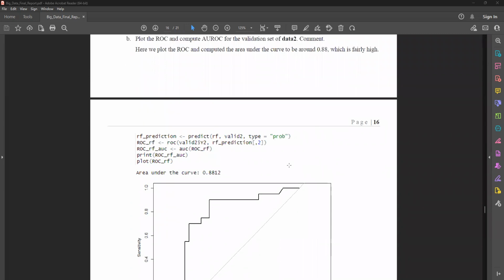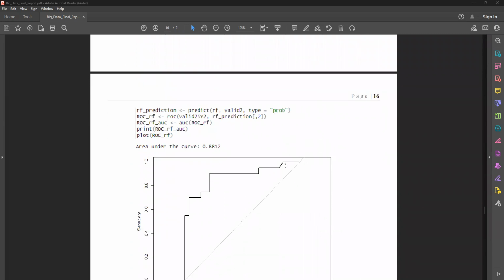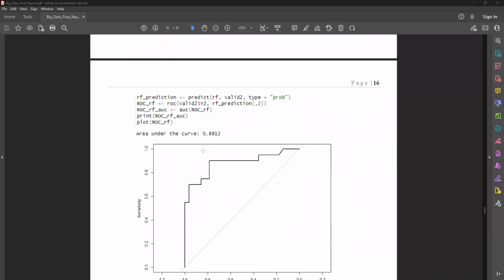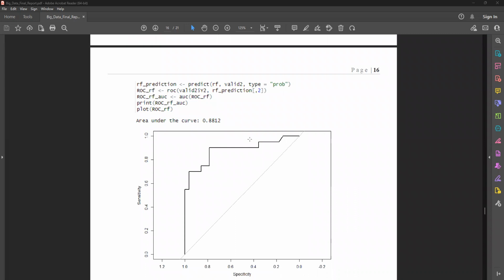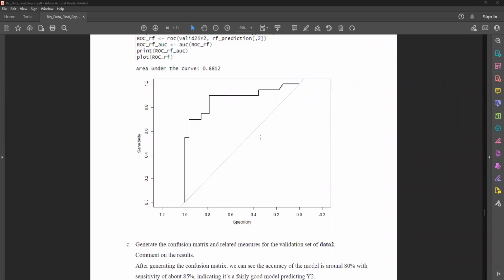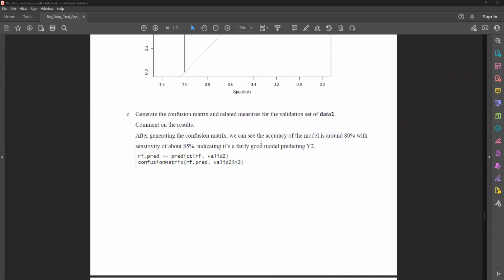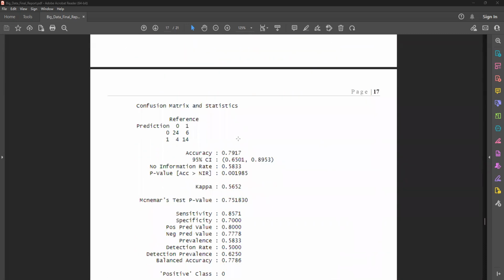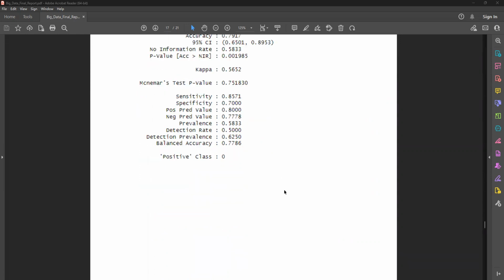We also compute the ROC and the area under the curve. For the random forest, the area under the curve is actually very high, at 0.88. Next, we also generate the confusion matrix. This time the accuracy is 0.79, which is lower. The sensitivity is 0.85, which is also lower than the CART model.